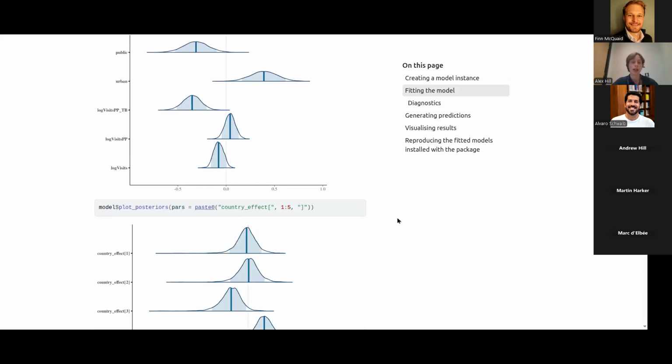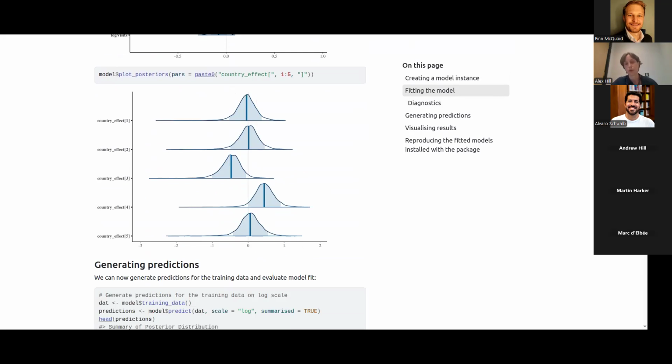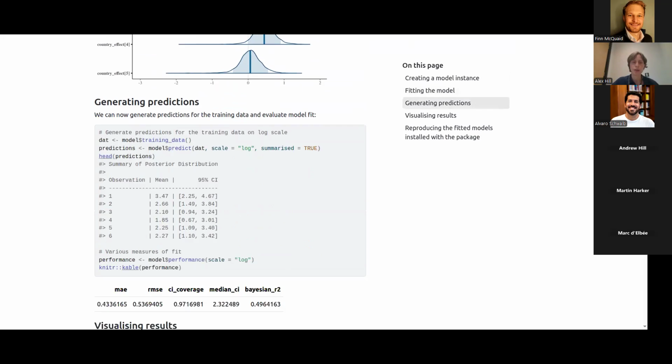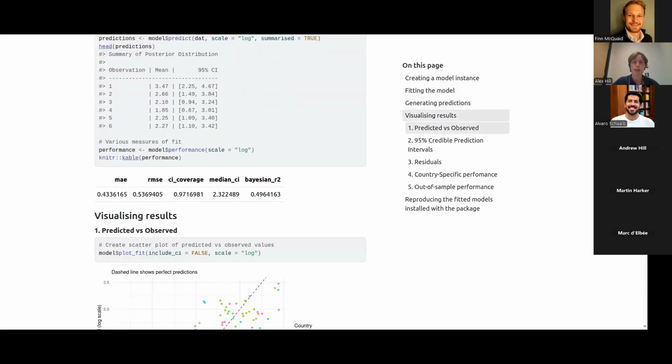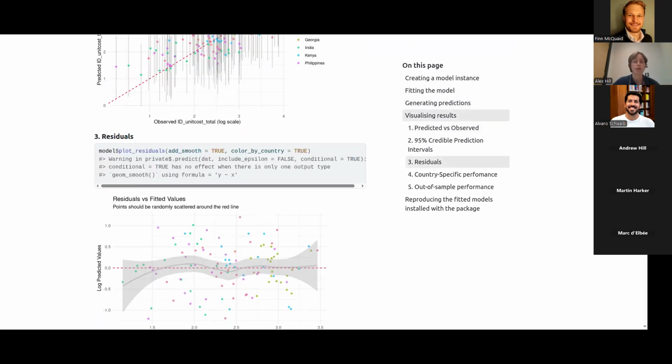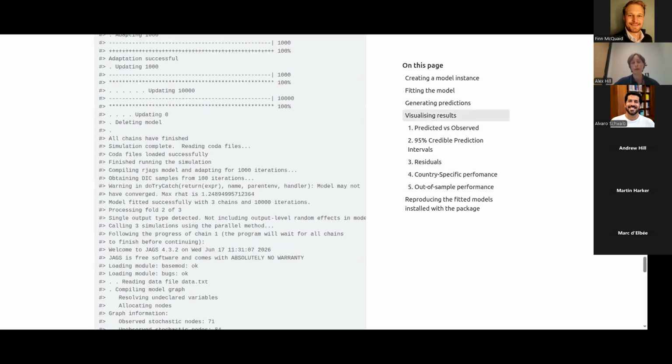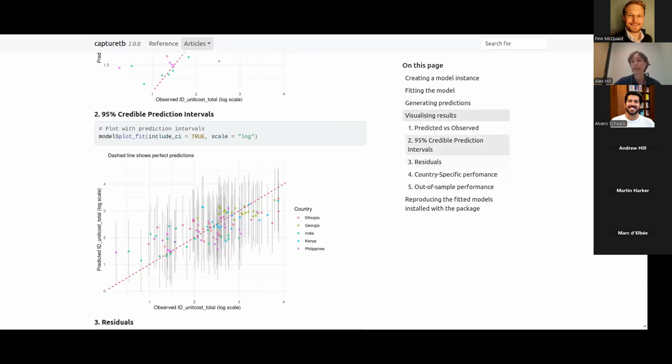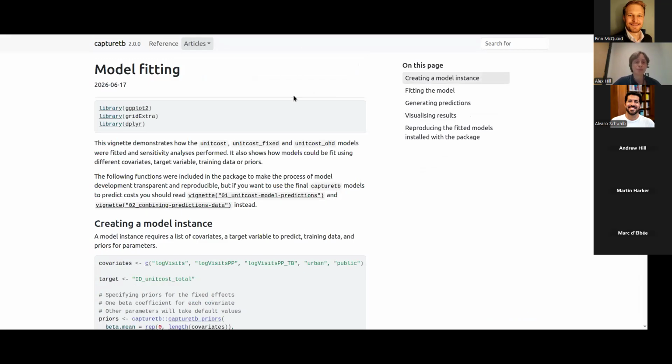You could change the priors. The priors that I'm using are all very weakly informative, but yeah, you can change the priors if you like. You could fit to different covariates. You could play around with that if you were so inclined. All right, I'll stop sharing that and I'll just go back to my slides.